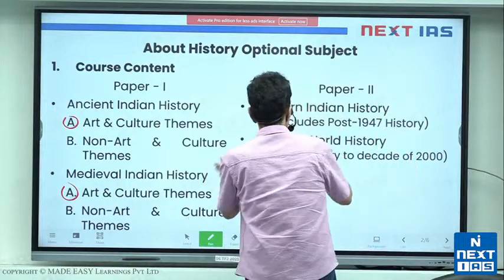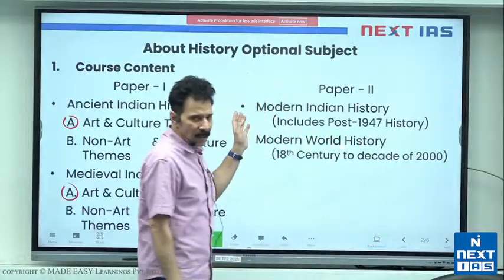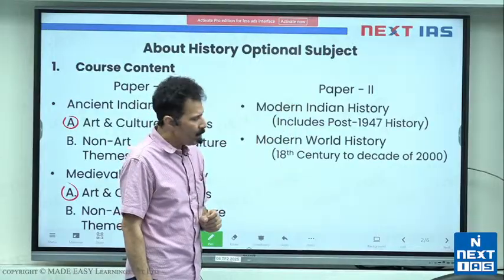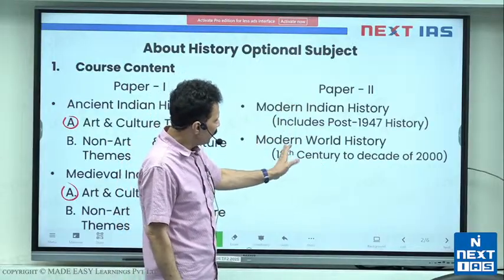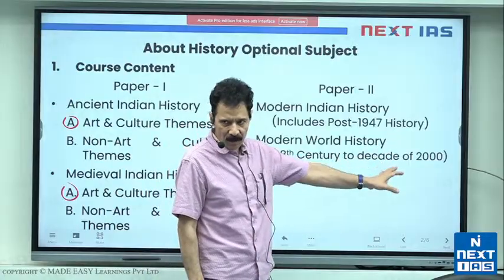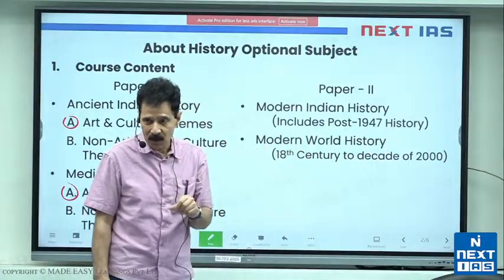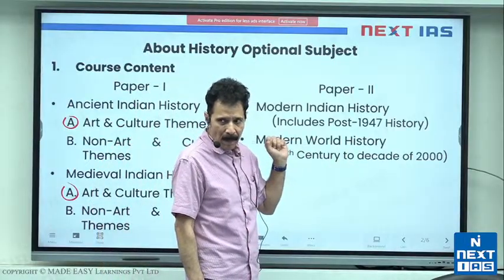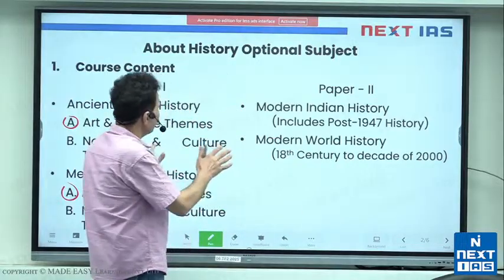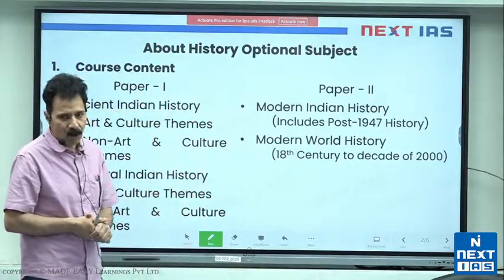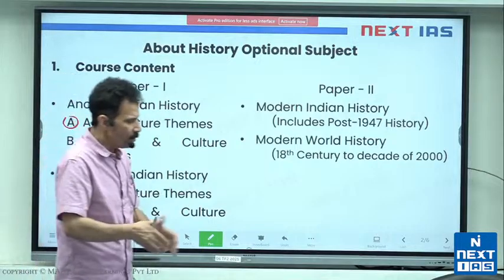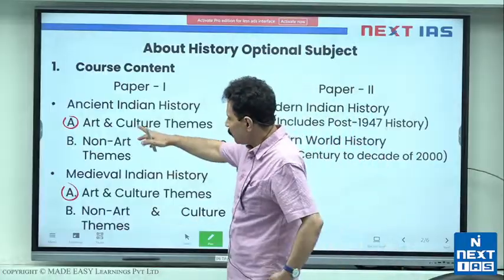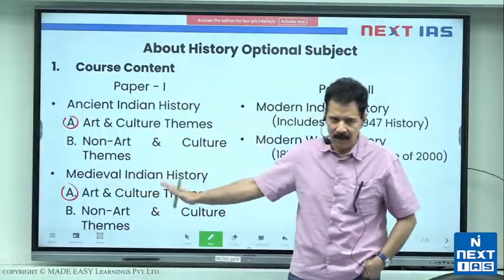Now, in paper 2, you have modern Indian history that includes post 1947 history also. And modern world history is 18th century to decade of 2000. Though modern world history begins in 16th century, but our syllabus is 18th century onwards. This is all about the course content of history optional subject. I think you are all aware of this as well. The only new thing here you find is this bifurcation. That's it. Is it very clear?